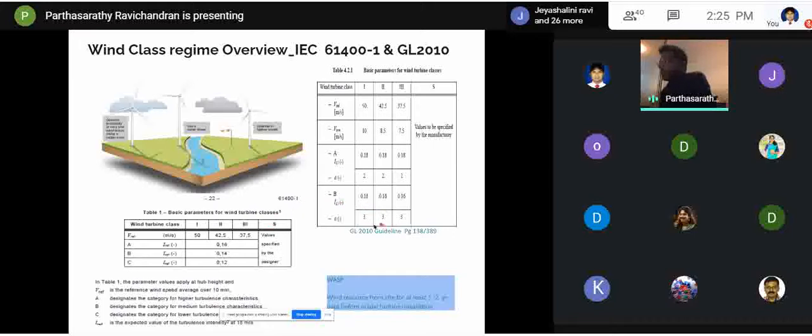The one on the right hand side is a GL guideline. So what do these three tell us? The meaning of these classes is that class 1 is the highest class. That's the most rigorous class whenever a turbine gets designed. Class 2 is next to it, and it has also got class 2A, 2B, and 2C, again into its subdivisions, as well as class 3A, 3B, and 3C.